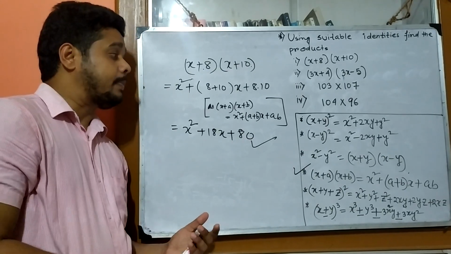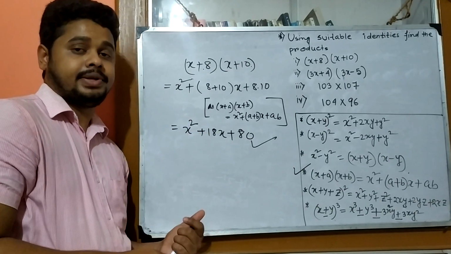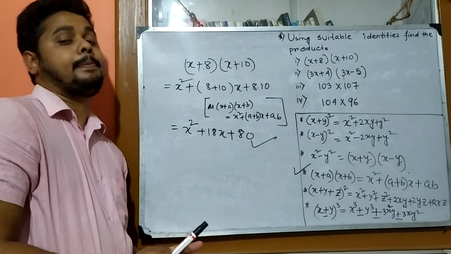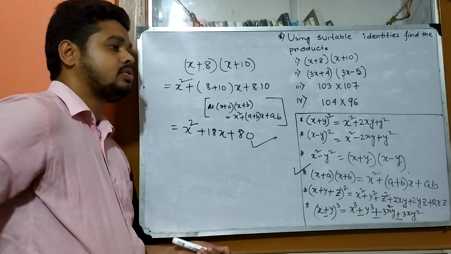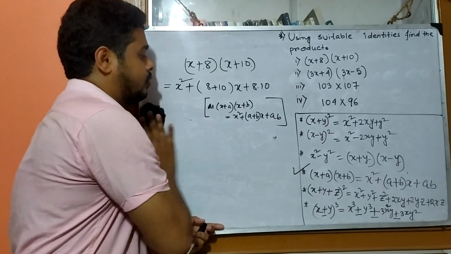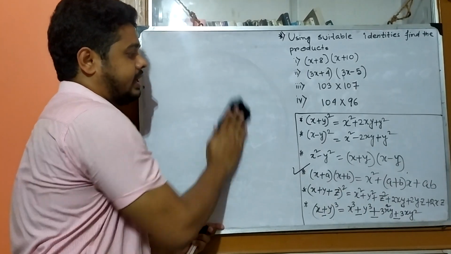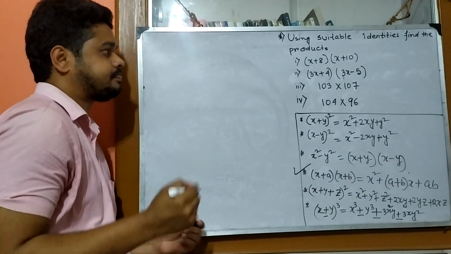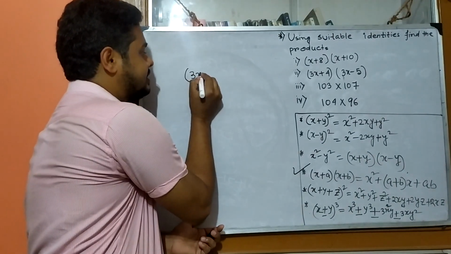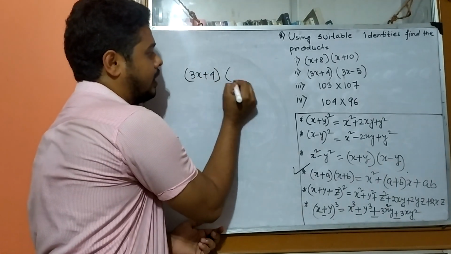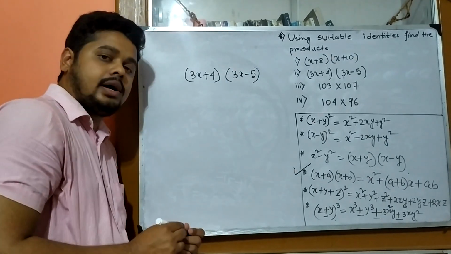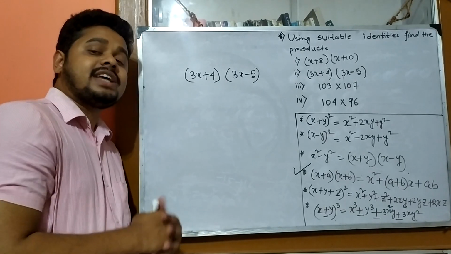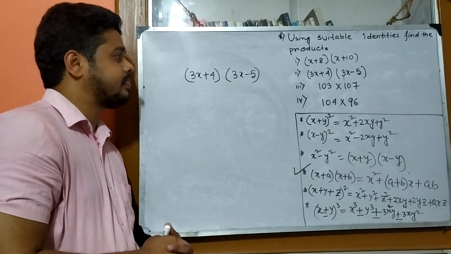So you have to select the right identity which we have to apply. That is the main factor. Clear? Now you can go for the next problem. Next one is 3x plus 4 and 3x minus 5. Now which identity we have to apply?